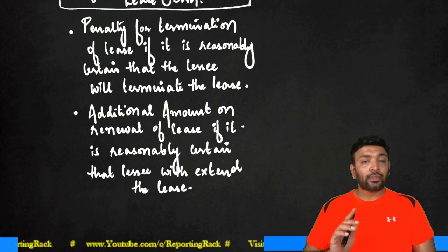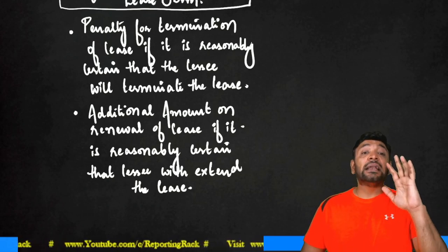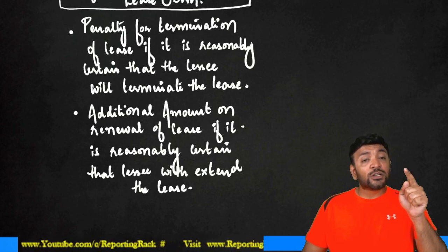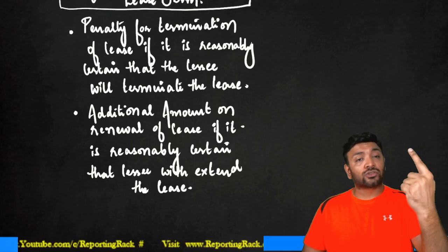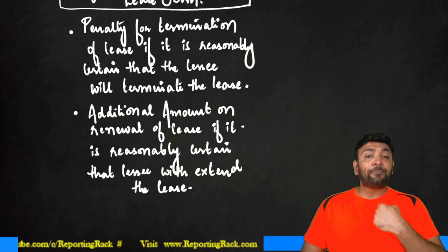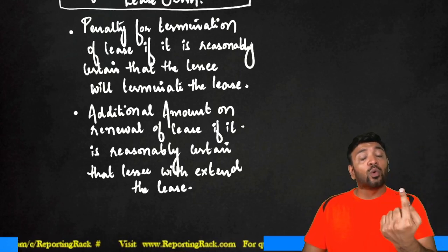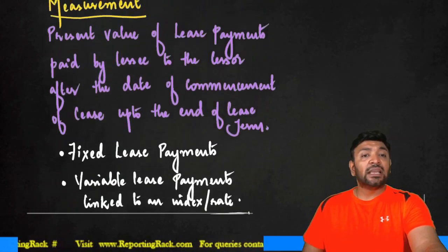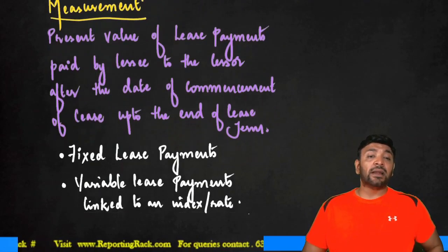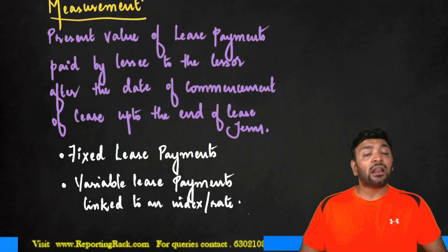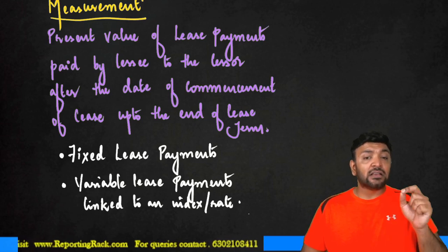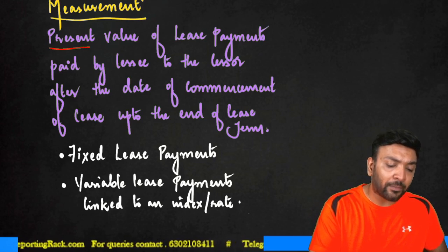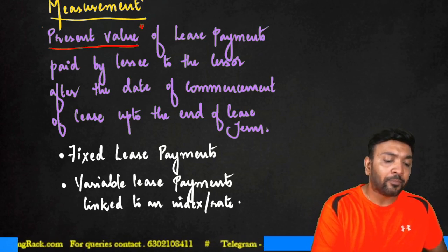Now these 5 indicate cash flows. What cash flows? Such cash flows which are paid by the lessee to the lessor. A lessee pays these cash flows to the lessor throughout the lease term from the date of commencement of lease. These cash flows or lease payments paid from the date of commencement of the lease up to the end of the lease term should be discounted to their present value.